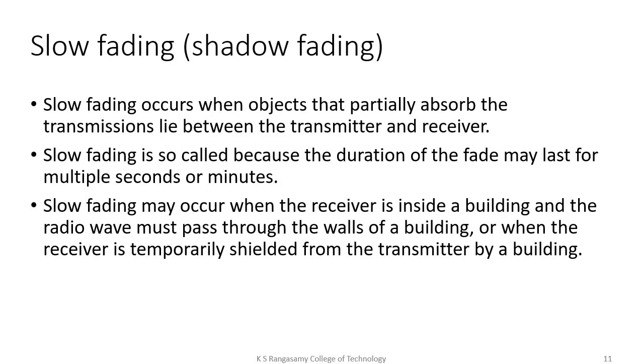So slow fading. Slow fading occurs when objects that partially absorb the transmissions lie between the transmitter and receiver. So absorption of the transmission is known as slow fading. Slow fading is so called because the duration of the fade may last for multiple seconds or minutes. We can also call it shadow fading. Slow fading may occur when the receiver is inside a building and the radio wave must pass through the walls of the building, or when the receiver is temporarily shielded from the transmitter by a building.